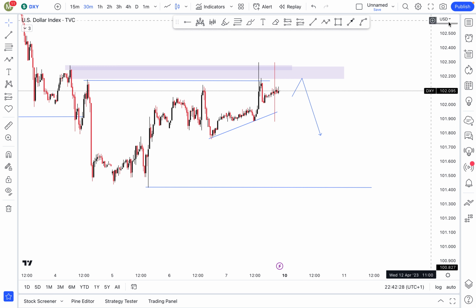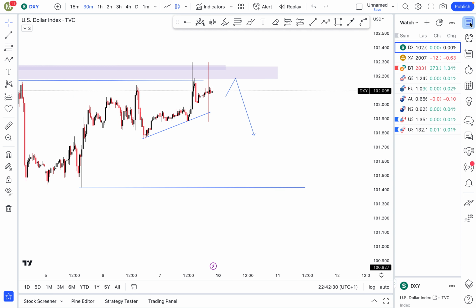So that's the DXY. We have seen what we are expecting on EURUSD, Great British Pound USD, and then we have checked on DXY. So that's just it, guys.